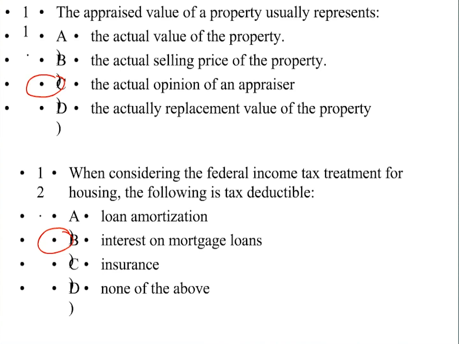C. 12. When considering federal income tax treatment for housing, the following is tax deductible: the interest on the mortgage loan. The amount that we amortize on the loan, the principal we pay, is not. Insurance is not, and none of the above is not correct because the interest on the mortgage loan is deductible.